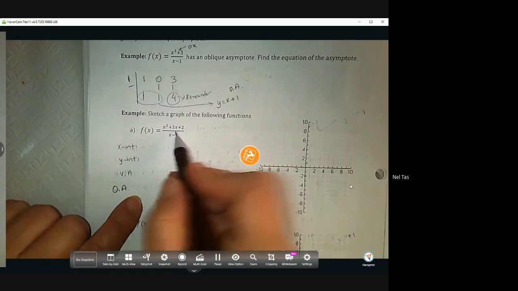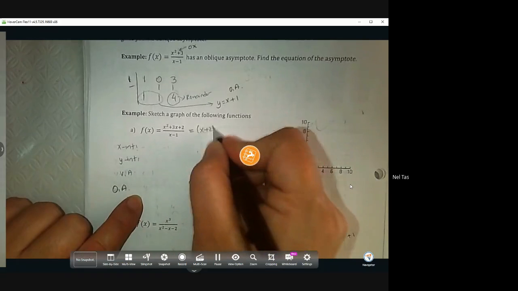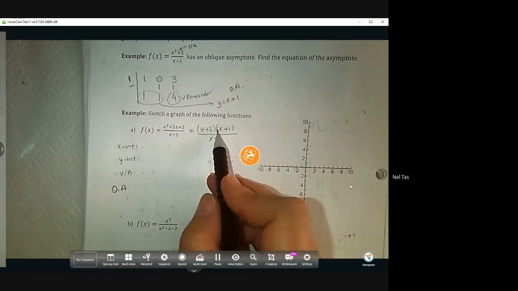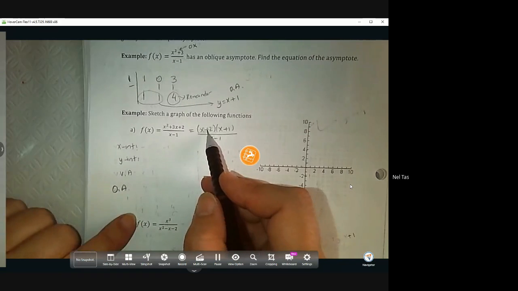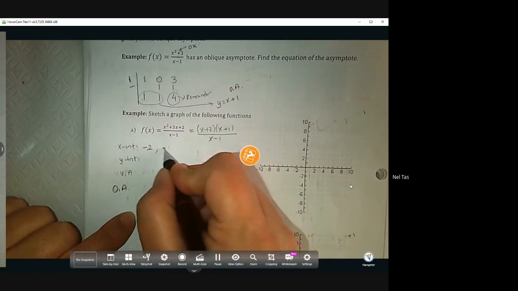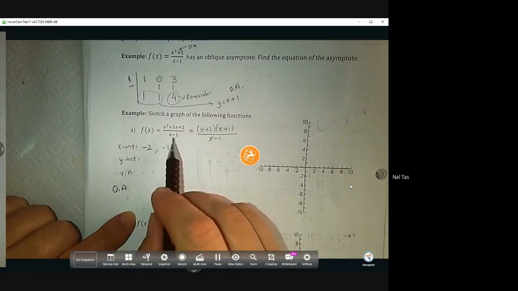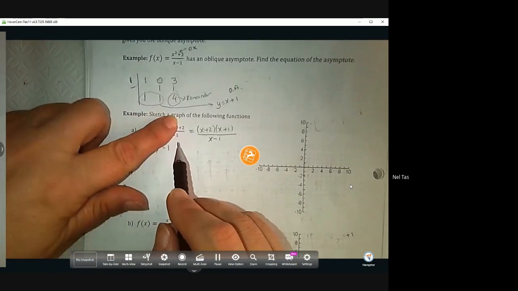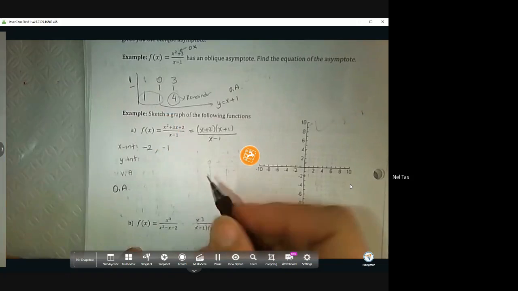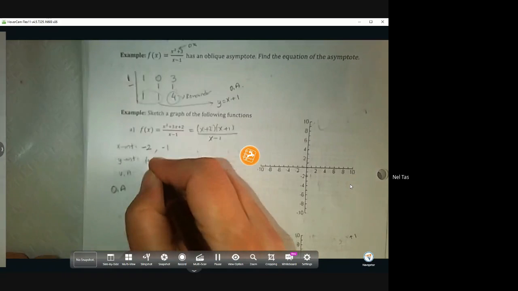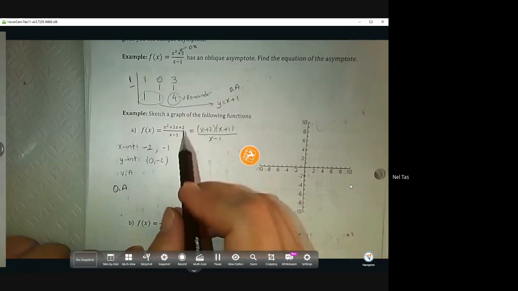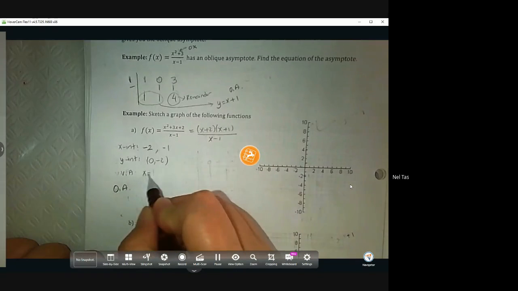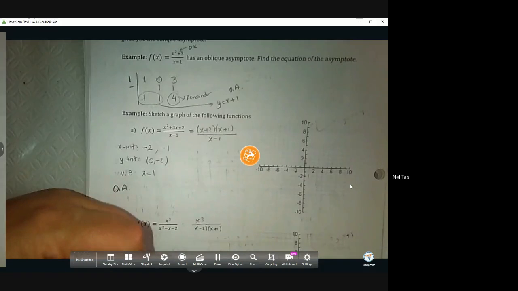Okay, so x-intercept. You have to factor. This gives you x plus 2, x plus 1 over x minus 1. Zeros of the numerator will give you x-intercepts, so you have -2 and -1. Y-intercept: we substitute 0 for x. If you do, this will disappear, so you get 2 over -1, that is -2. Y-intercept. Vertical asymptote: zeros of the denominator. In this case, 1. So x equals 1 is the equation of the vertical asymptote.